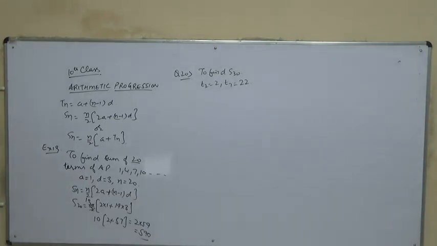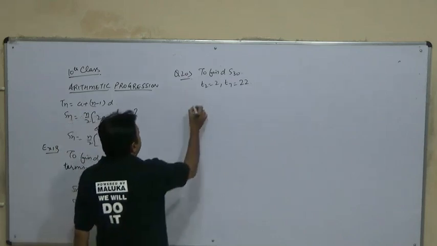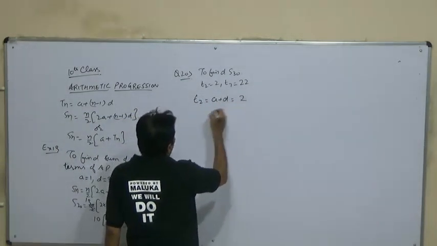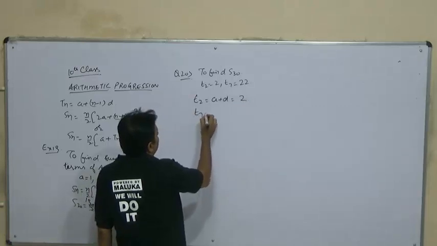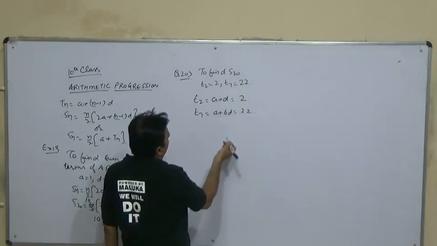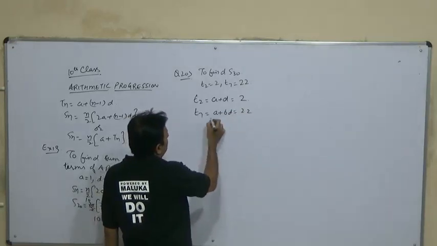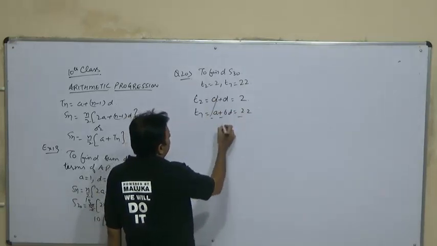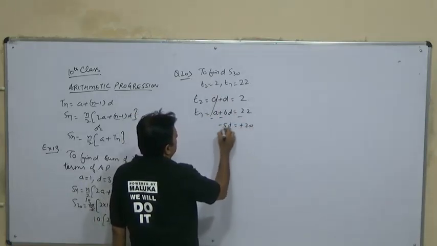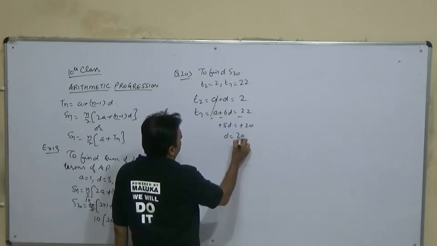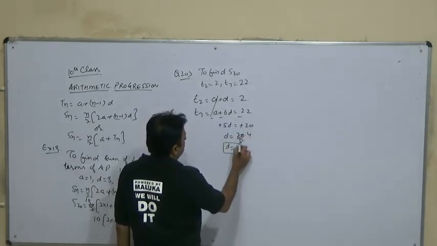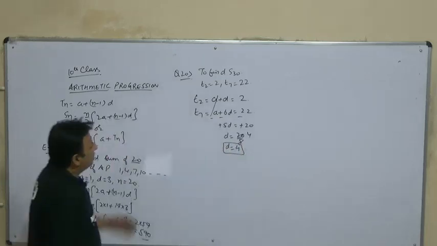First of all, what is T2? The second term can be written as A plus D, which is given as 2. Then T7 is A plus 6D, which is 22. To find the value of D, we subtract them. So A cancels out, this is minus 5D is equal to minus 20. So D is equal to 20 upon 5, this is 4. The value of D is 4.